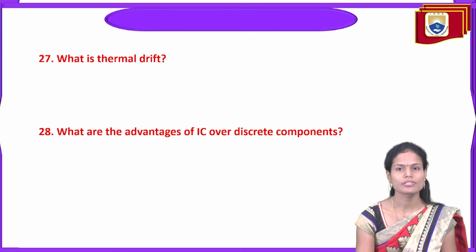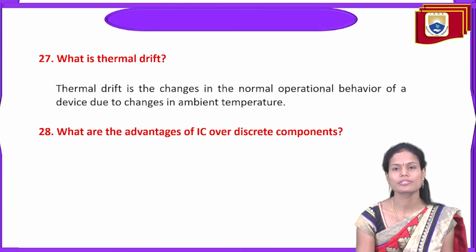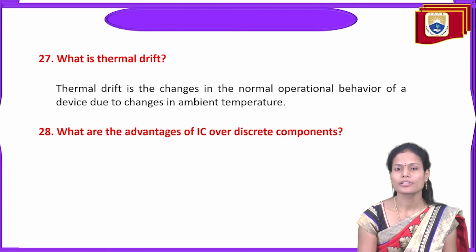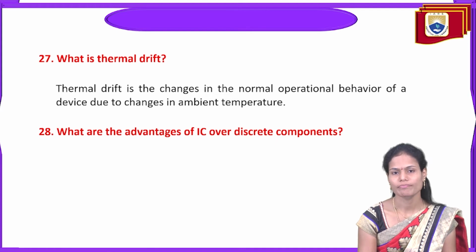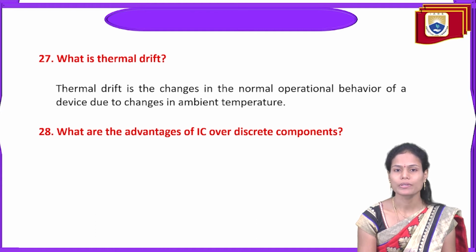And next, what is thermal drift? So here thermal drift is nothing but the changes in the normal operational behavior of the device due to the changes in the ambient temperature. It is nothing but because of the variation in the temperature, there is a variation in the circuit parameters, as well as there is a variation in the component values in the circuit. Because of that reason, the output voltage or output signal may vary here. So that process we are indicating with the thermal drift here.